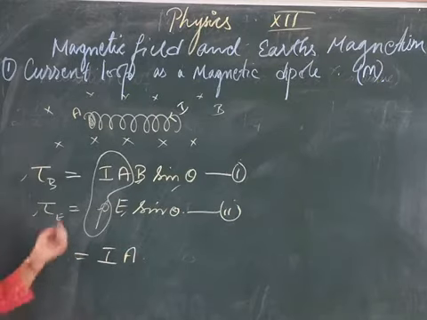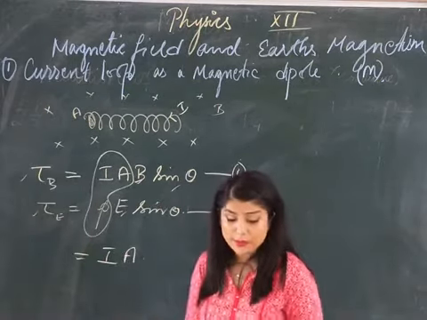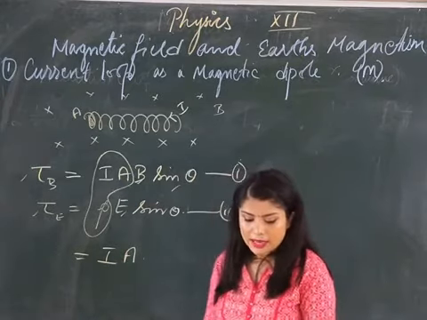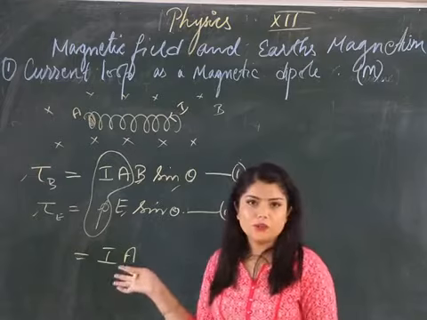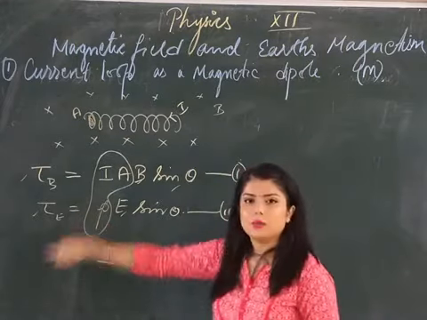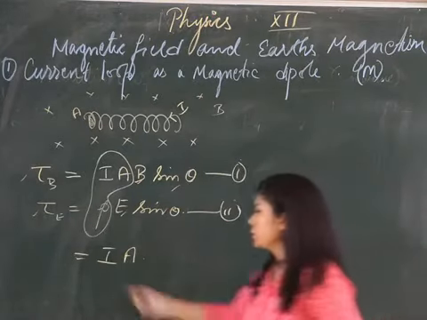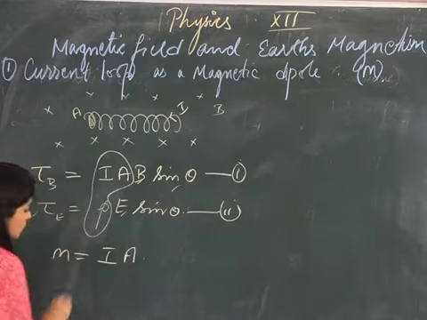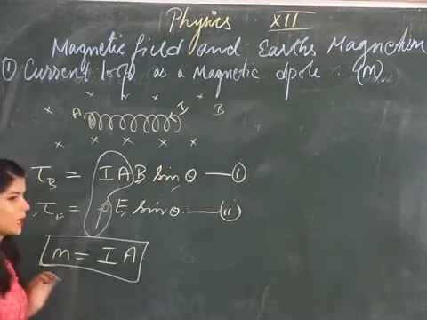Now P stands for electric dipole moment. I hope you remember if you have studied. But what we are finding over here is magnetic dipole moment. So we cannot write P. We have to give another symbol. And the symbol is m. So m equals I into A. This is the equation for magnetic dipole moment.